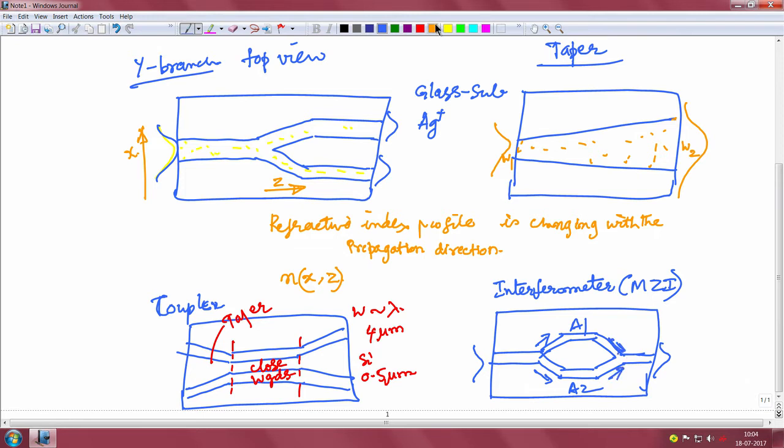output combiner, and the lengths of the arms could be different. Depending on the requirement or the function, we can manipulate the light propagation in each of these branches to make very good integrated optical devices. For example, later on we will see that we can make a modulator out of this interferometer by coating an electro-optic material on top of this waveguide, or it could be made in an electro-optic material, and we can use some electrodes to control the light propagation characteristics. Even here we have light propagation along the z direction and the refractive index profile being variable.